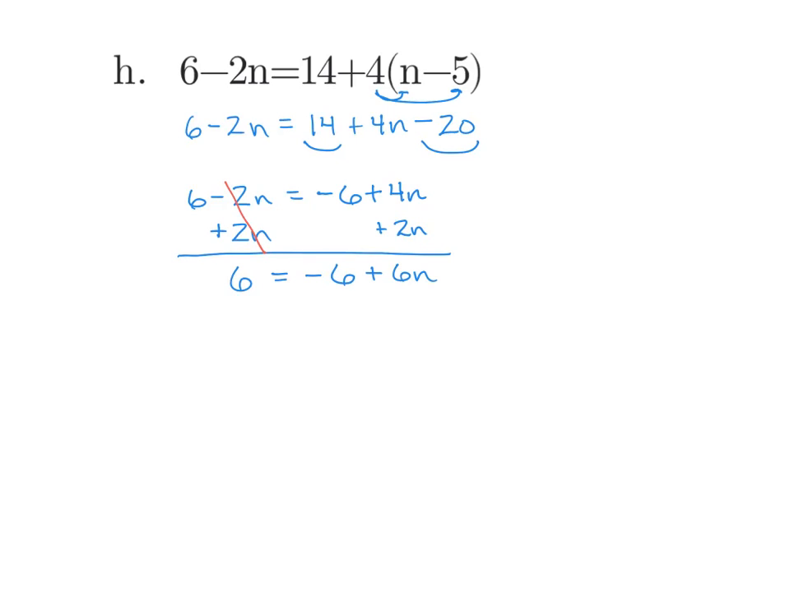Since all of my variables are on the right, I'm going to move my constants to the left. To get rid of -6, I want to add 6. And we get 12 equals my -6 and +6 cancel, and we're left with 6n. Finally, I want to divide by 6, and we get 2 equals my 6's cancel, and we're left with n.